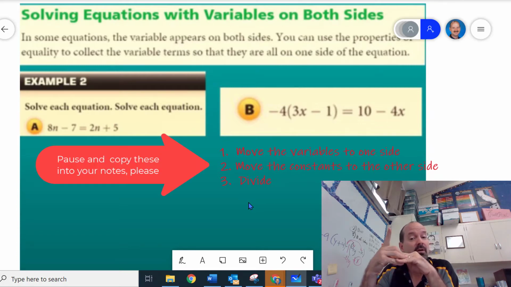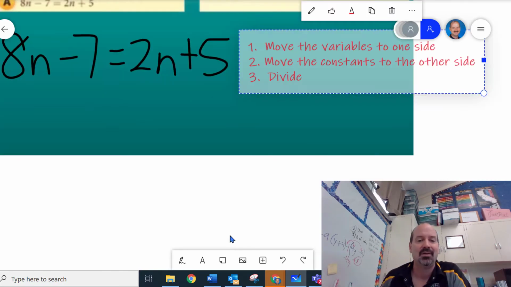Number 1, we're going to move the variables to one side. Number 2, we're going to move the constants to the other side. And then number 3, we're going to divide.